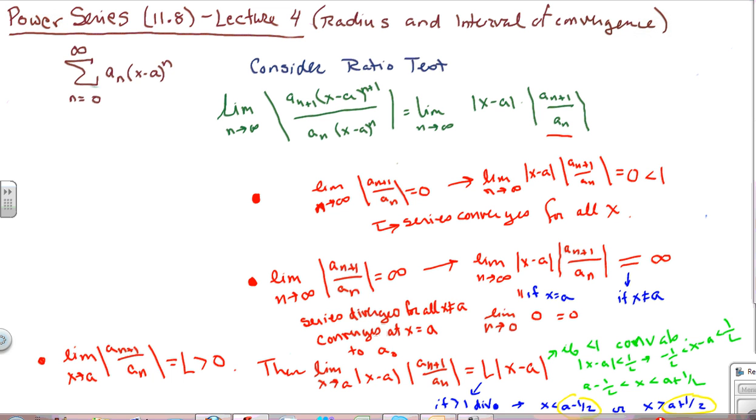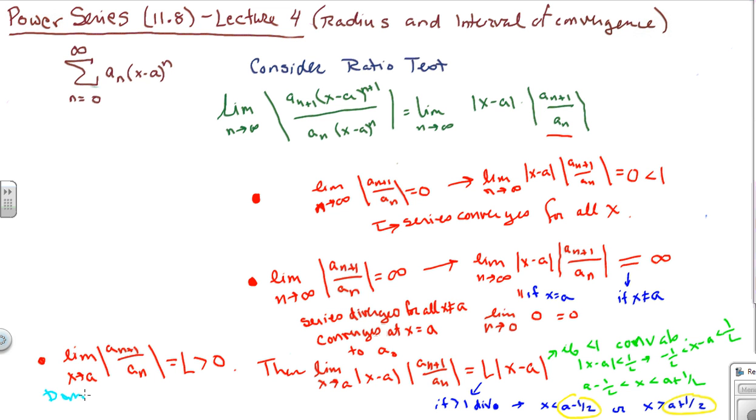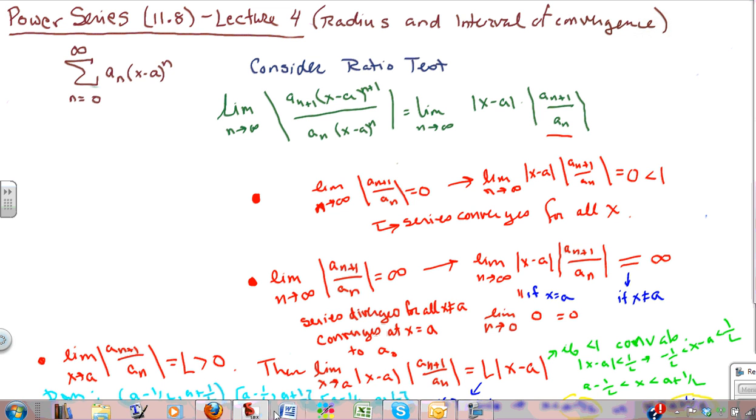But anyway, what we have here is the domain of this function is one of 4 things. The domain is either the open interval from a minus 1 over L to a plus 1 over L, or the closed interval from a minus 1 over L to a plus 1 over L, or one of the half open intervals, either open on the left and not on the right, or vice versa.